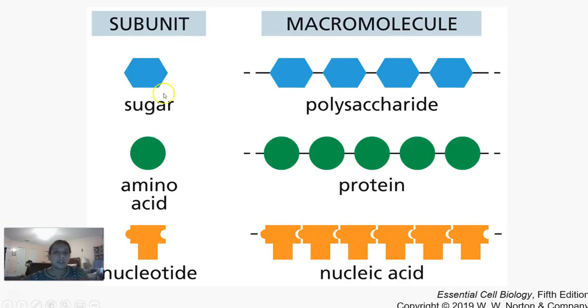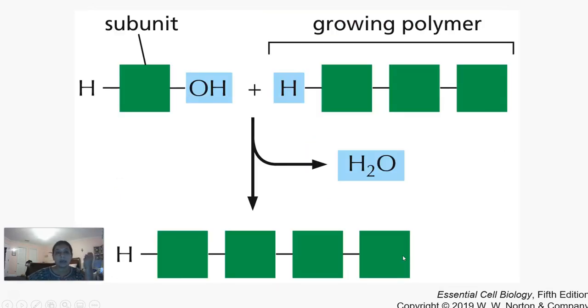The subunit for sugar, again, is your monosaccharide, and the macromolecule is called a polysaccharide. Amino acid is your basic subunit for your proteins. Nucleotide is the basic unit for nucleic acid, which is your DNA and RNA.